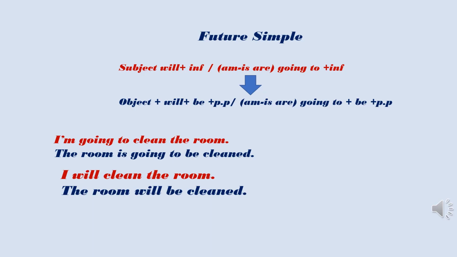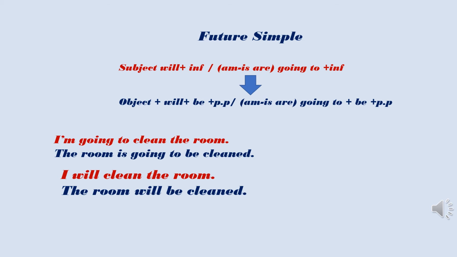If the tense of my sentence is future simple, using either will plus infinitive or am, is, are going to plus infinitive, then in the passive voice we have to add be after will or after going to, then we add the past participle form of the verb. So, if the sentence is, I'm going to clean the room, then when we change it into passive, it will be, the room is going to be cleaned. And if the sentence is, I will clean the room, then in the passive voice, it will be, the room will be cleaned.